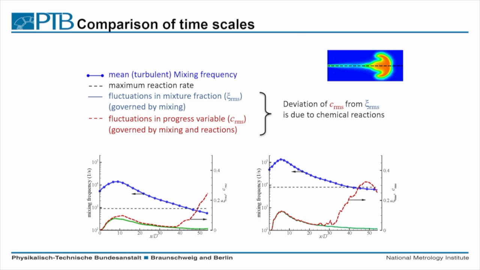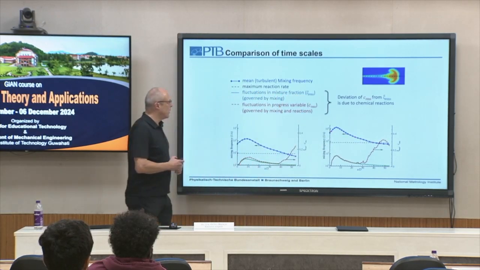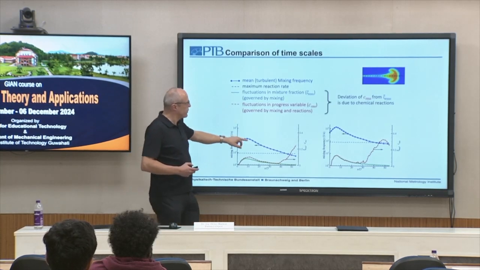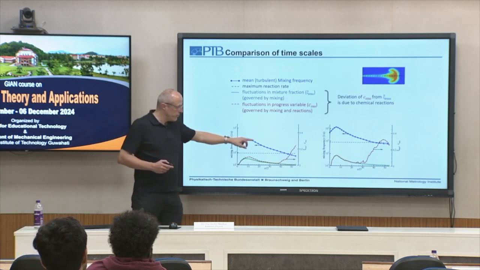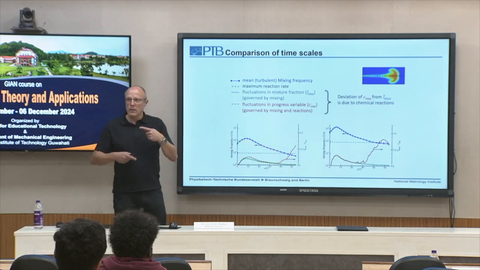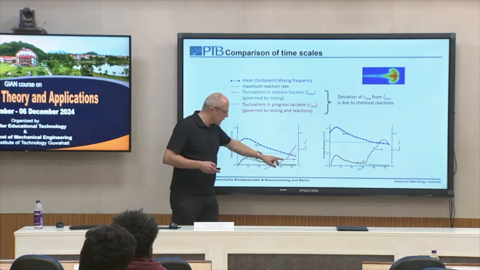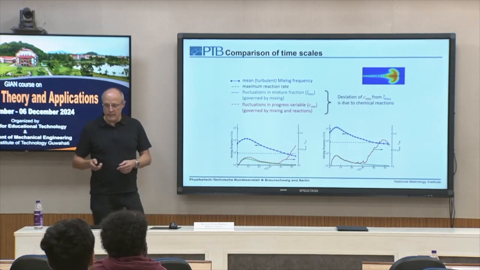So then, of course, with this tool, we can analyze the different time scales we have, and we see that at the tip of the jet here, the reactions come in the range of this mixing frequency. So until now, at this position, the mixing of the hot and cold gas dominates the system, and suddenly reaction becomes important, and the system ignites.